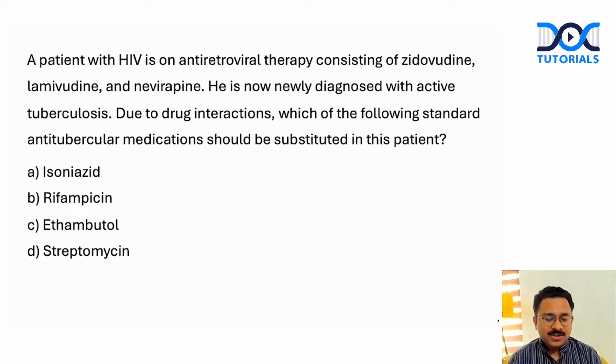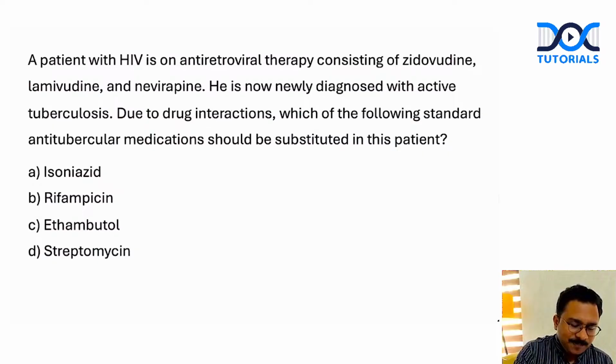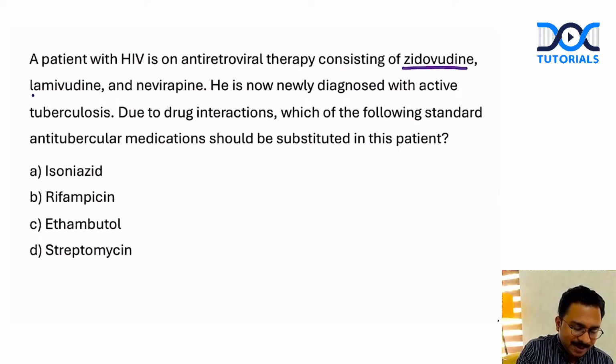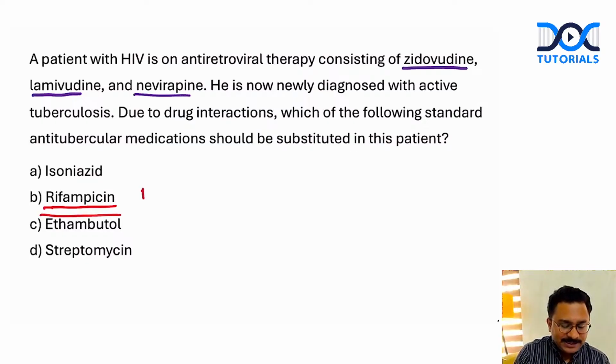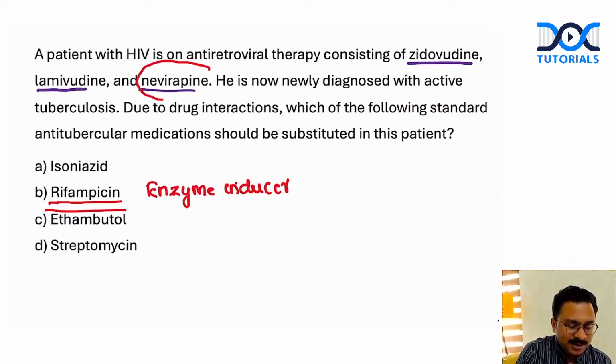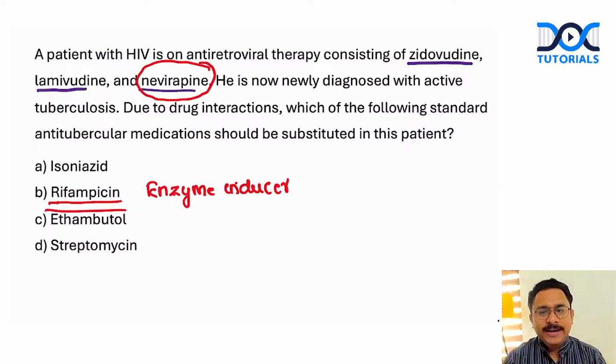Due to drug interaction, which of the following standard anti-tubercular medication should be substituted in this particular patient? So you can see the patient is on zidovudine, lamivudine, and nevirapine. Now when it comes to tuberculosis, there is a problem with this particular drug rifampicin, because rifampicin is an enzyme inducer. Hence it can dramatically lower the levels of drugs, especially a drug like nevirapine, which you have already learned in your pharmacology lessons along with drug interaction.